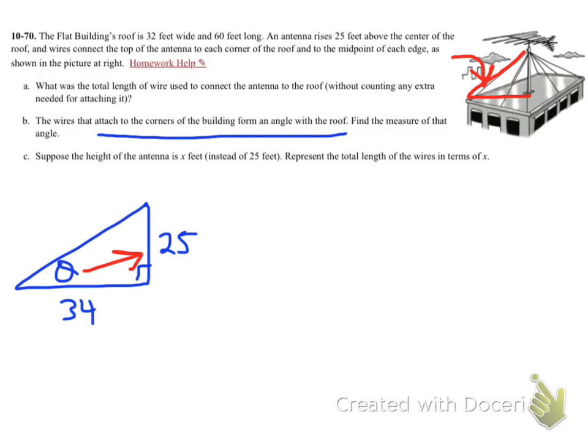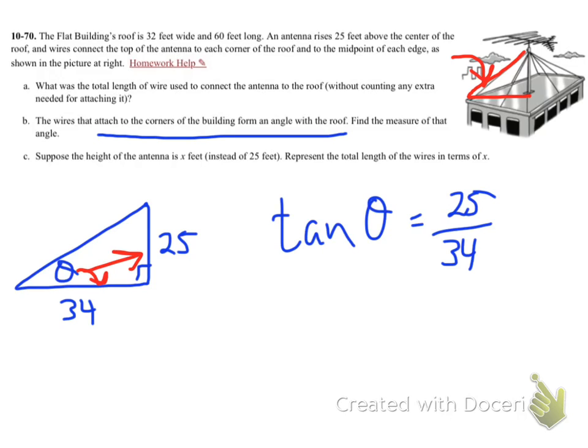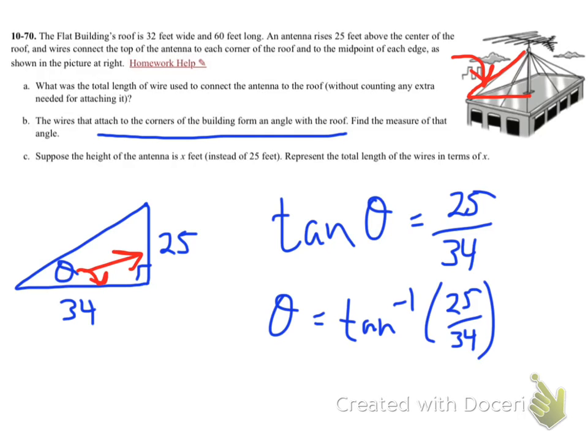We have the opposite and the adjacent. That is now a tangent problem. So tangent of theta equals the opposite over the adjacent, 25 over 34. To solve for the angle, I need to now use my inverse trigonometry. So I'm going to use tangent inverse, or the inverse tangent of 25 over 34. Make sure that your calculator is in degree mode. If you're not in degree mode, you will get the wrong answer. And the answer is 36.327 degrees.